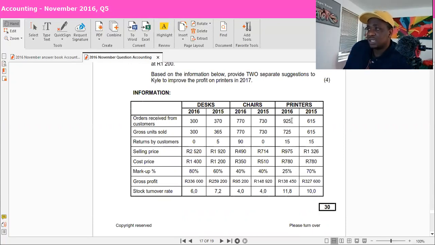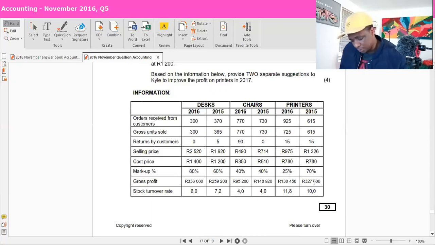But in terms of the orders that are not being fulfilled, of the orders that were received, only 725 were actually fulfilled, which shows some kind of bad management in terms of stock. The cost price has remained the same and the profit has dropped. So now we need to advise her on how to go about her business going forward to make sure that she remains profitable.